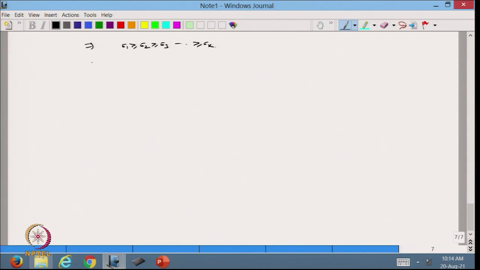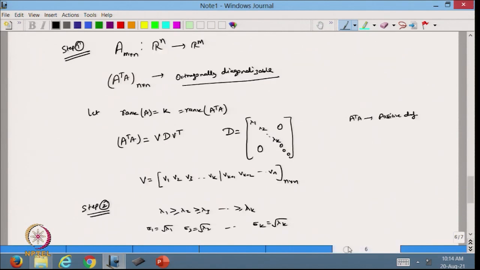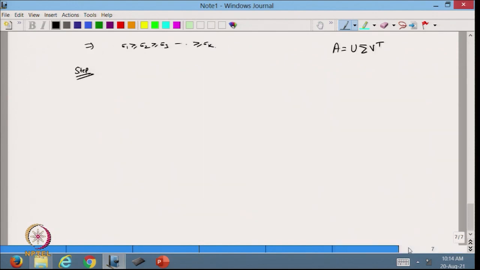Now, after doing this, I need to find the value of U, because in our singular value decomposition A is equal to U sigma V transpose. V we have already found, so now we are going to find U. So, this is my set of non-zero singular values. Now let us consider the set of image vectors.